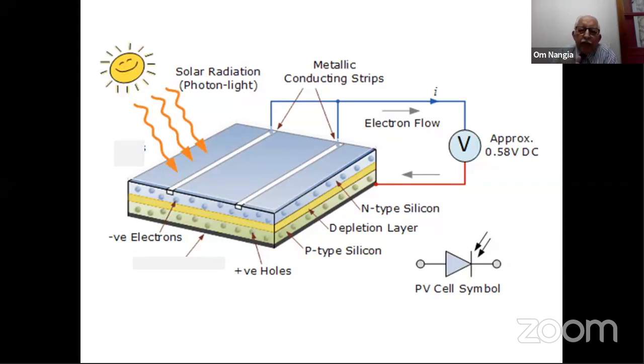And then over that, we make an N-type junction. It's a PN junction, and then we have to have these silver bus bars to let the current flow out of the cell when light is shone on the solar cell. So this is a schematic of a small solar cell.